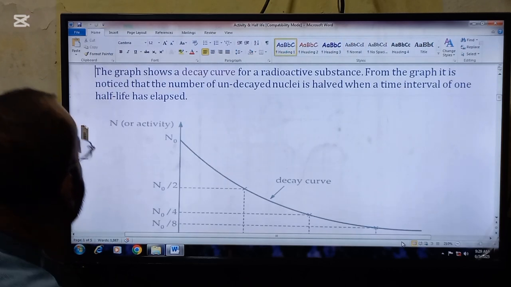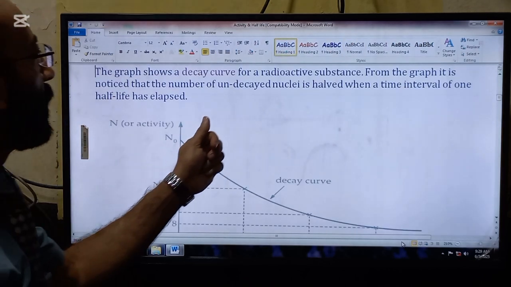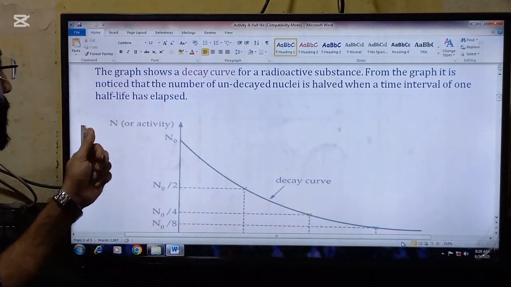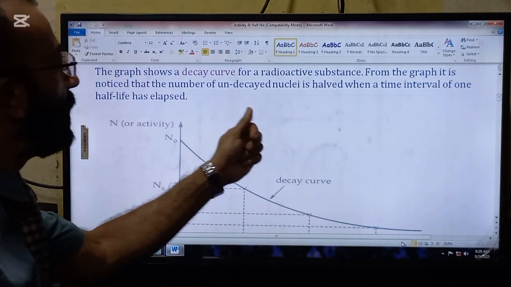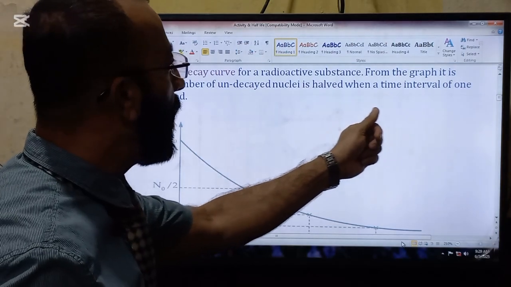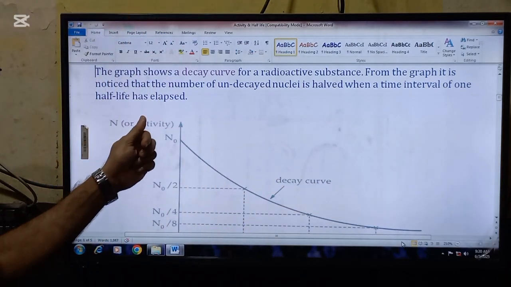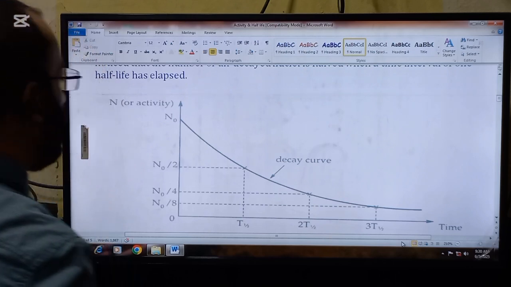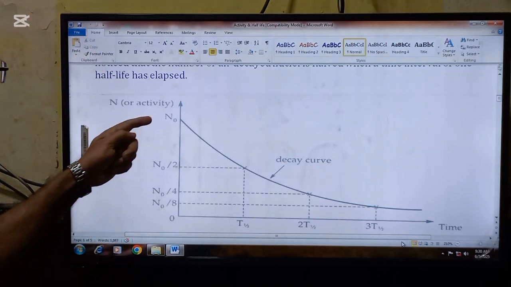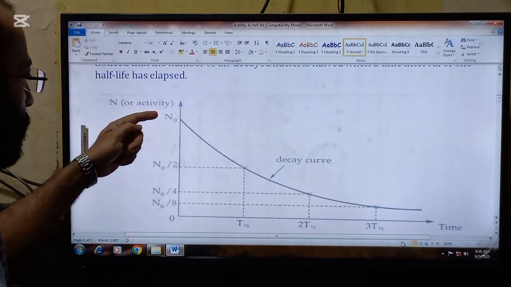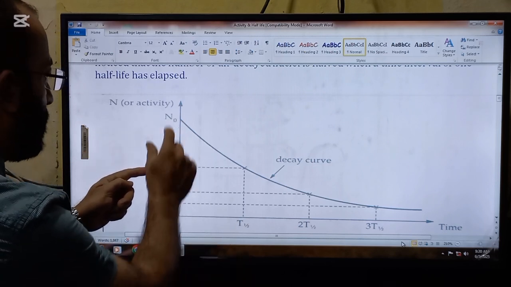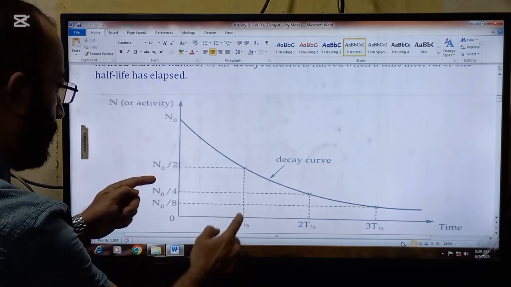The graph shows a decay curve for a radioactive substance. From the graph, it is noticed that the number of the undecayed nuclei is halved when a time interval of one half-life has elapsed. For example, in the graph, you can see this is the initial. So after a half-life, half of the substance is decayed.